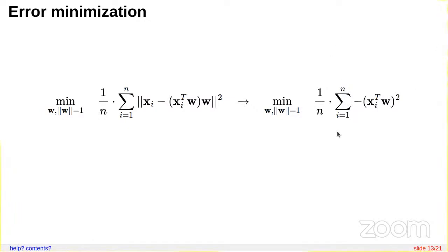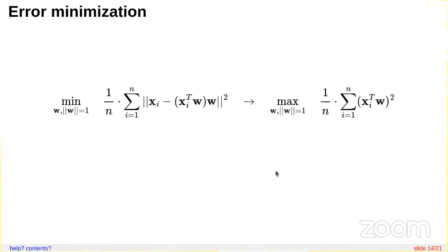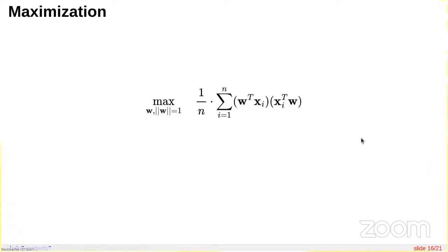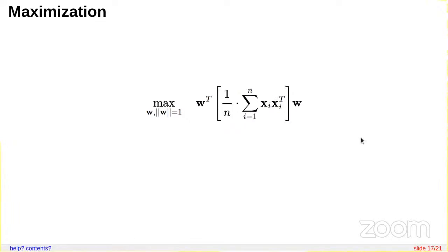Okay, so what will be the next step? How can I rewrite this formulation? Maximum of the negative point. Right, so you can maximize the negative of that. So we end up with this maximization problem: find that direction where the sum of xi transpose w whole square by n is maximized. Now we do some more algebra. We rewrite this as w transpose xi into xi transpose w, and we pull the w out to get this representation. What is this thing inside the square bracket called?